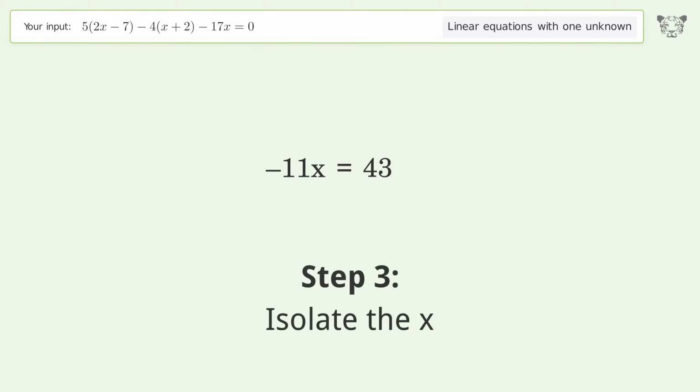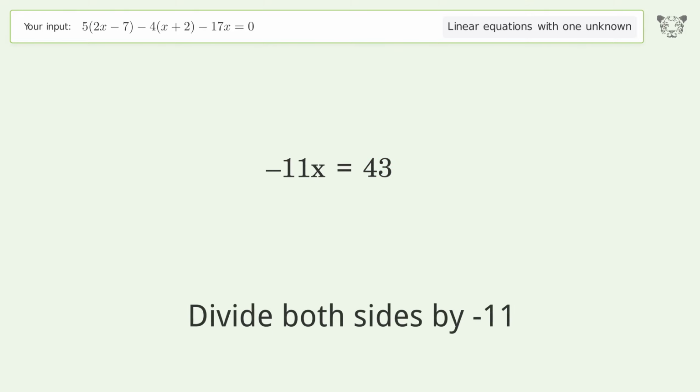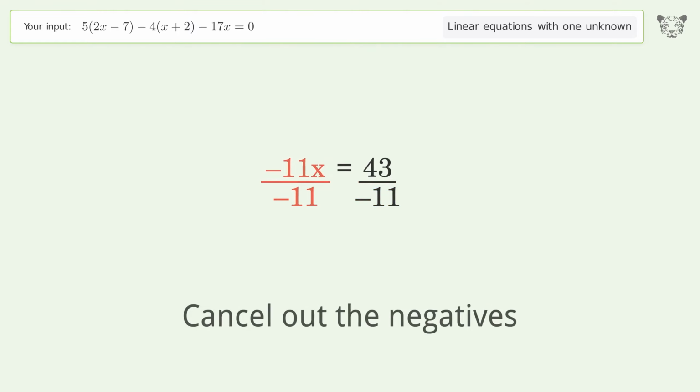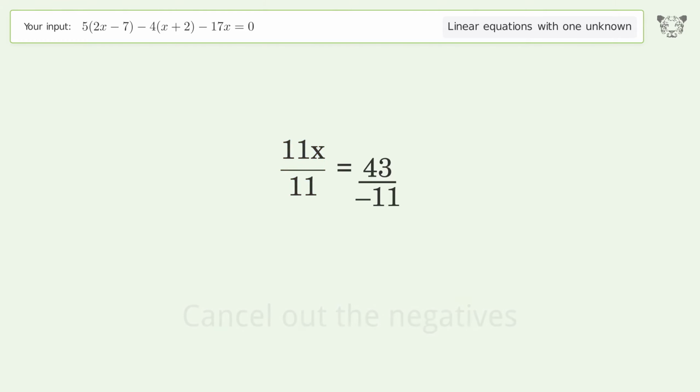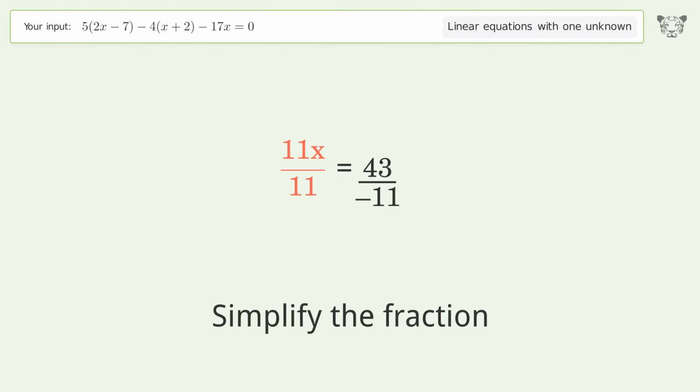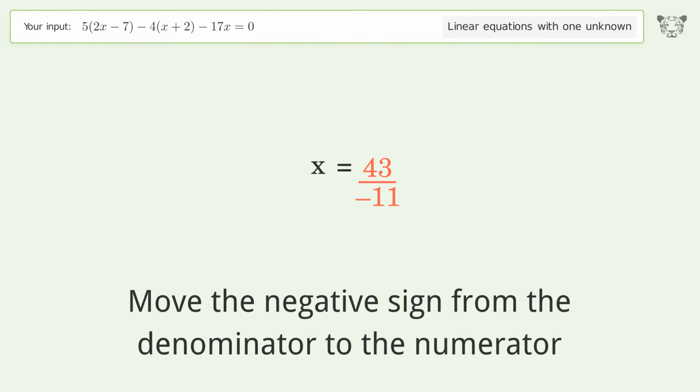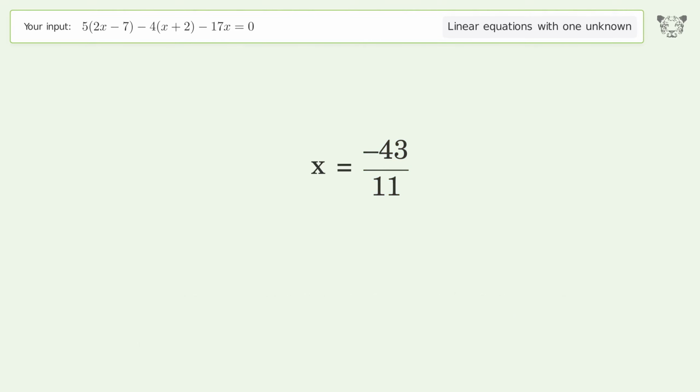Isolate the x. Divide both sides by -11. Cancel out the negatives. Simplify the fraction. Move the negative sign from the denominator to the numerator. And so the final result is x equals -43/11.